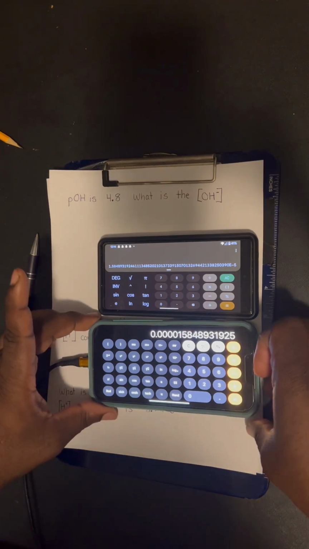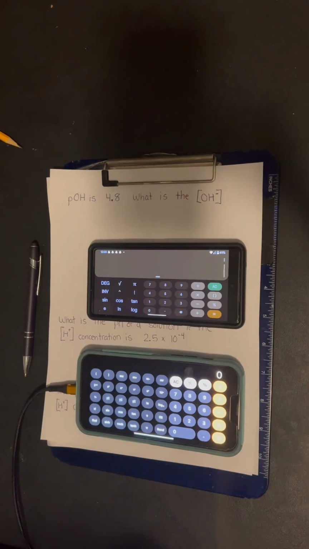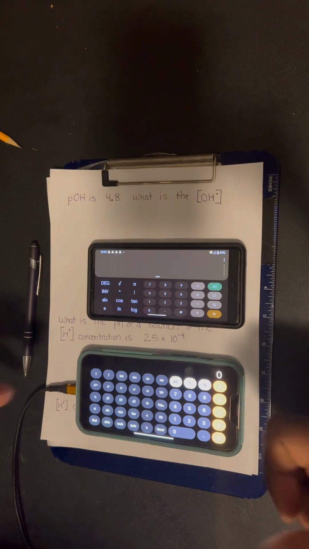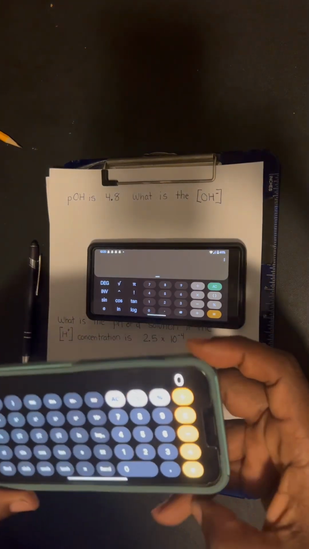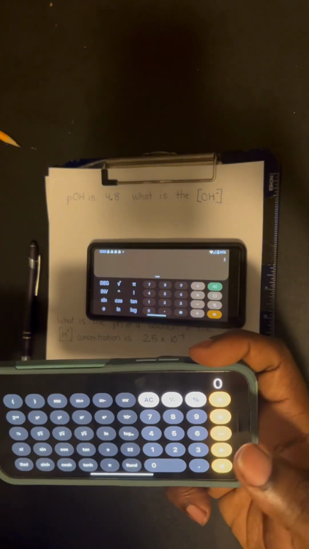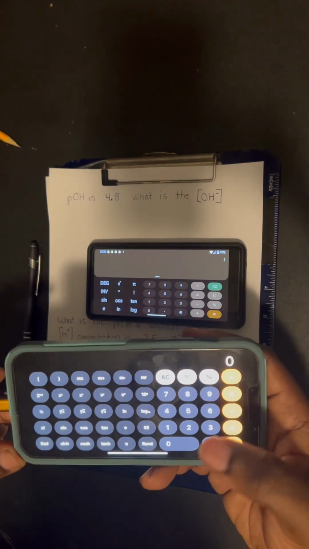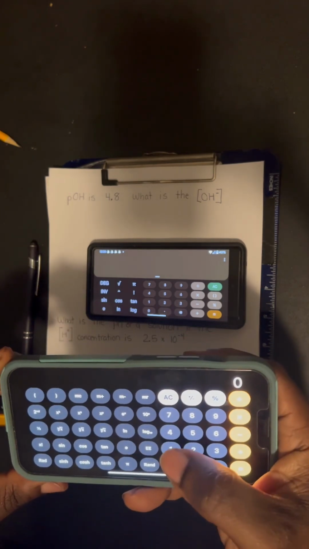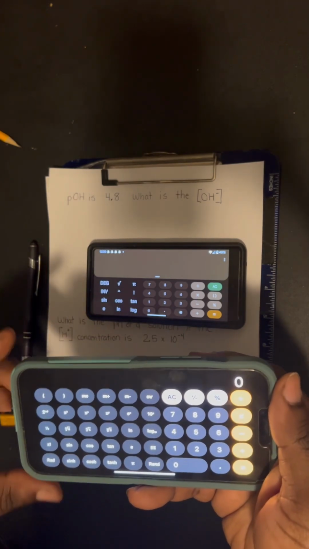Now, the second question, so now let's go to the next problem. It says, what is the pH of a solution if the hydrogen ion concentration is 2.5 times 10 to the negative 4 power? So we're gonna do this on the iPhone calculator first. For this one, when you try to calculate the pH, the iPhone calculator doesn't have a regular log button. It has log 10 and log 1, log 2.